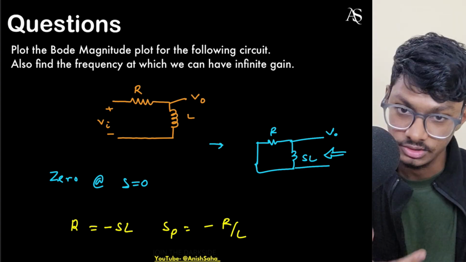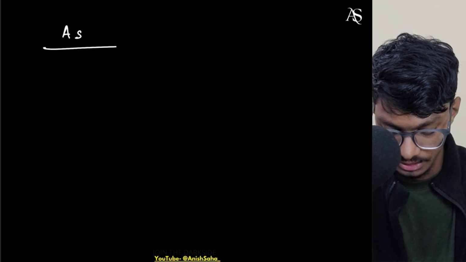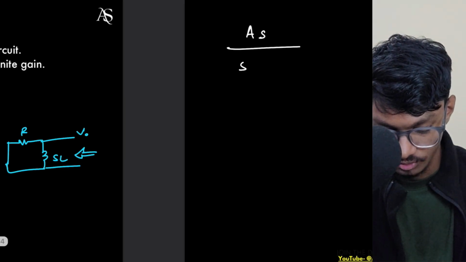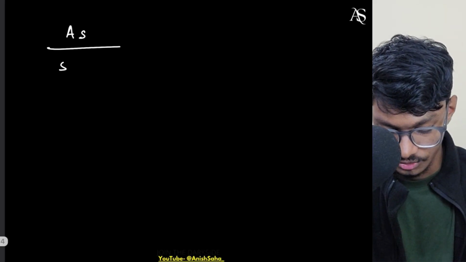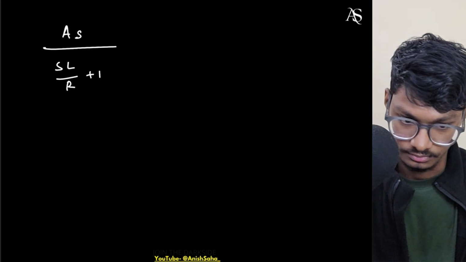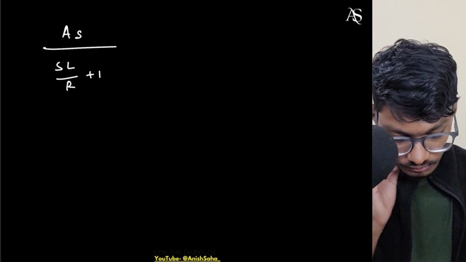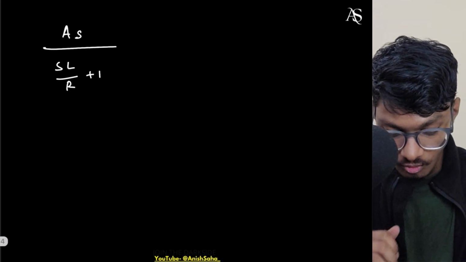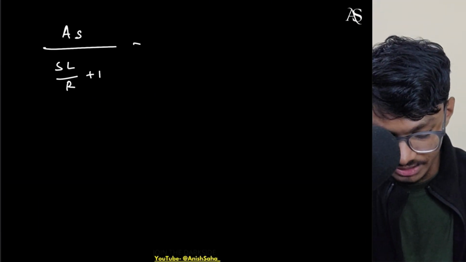So I got the zero and I got the pole, so I can write the transfer function in this format: A times s by omega p over (s by omega p plus 1). So s by omega p should be s by R by L, which becomes sL by R, plus 1. Okay, so now how do we find the value of A?